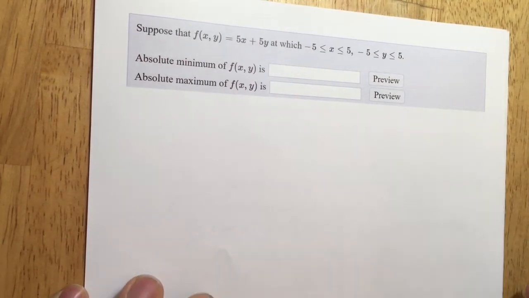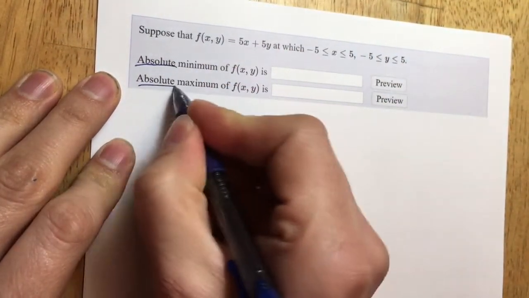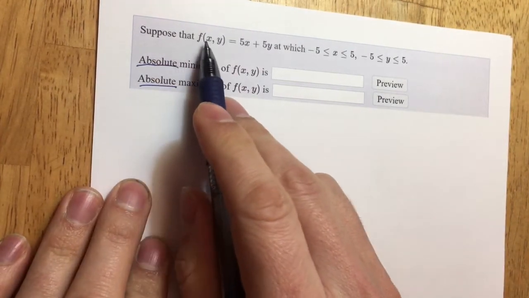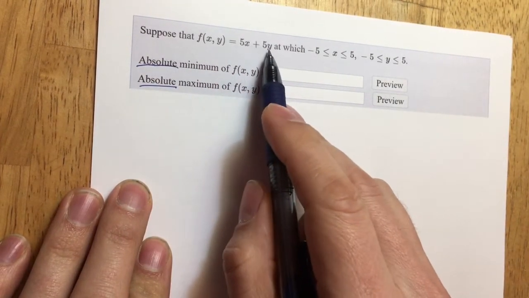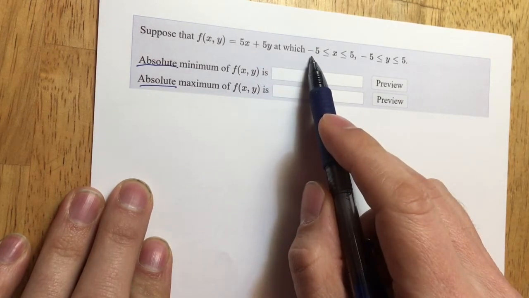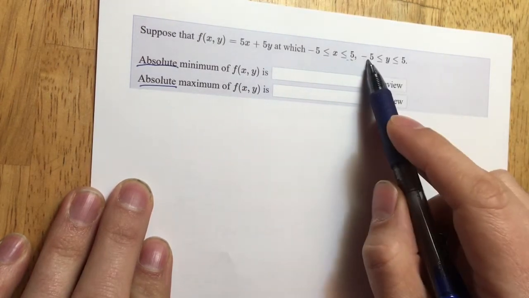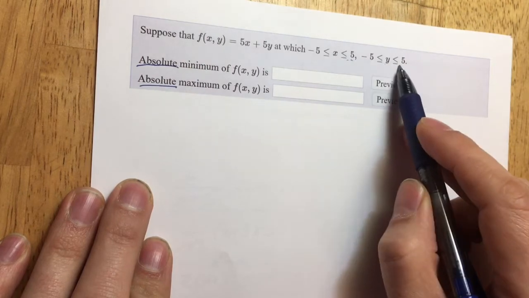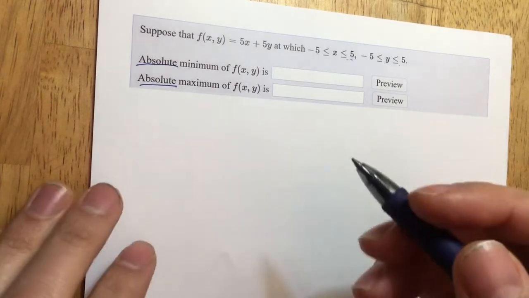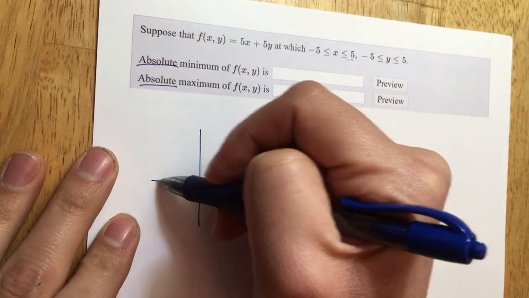So in this problem, we want to find the absolute minimum and absolute maximum of a function. It says, suppose f of x, y equals 5x plus 5y, where negative 5 is less than or equal to x is less than or equal to 5, so x is between negative 5 and 5, and negative 5 is less than or equal to y is less than or equal to 5, so y is between negative 5 and 5. So that's defining for us a rectangle, actually a square, in the xy plane.